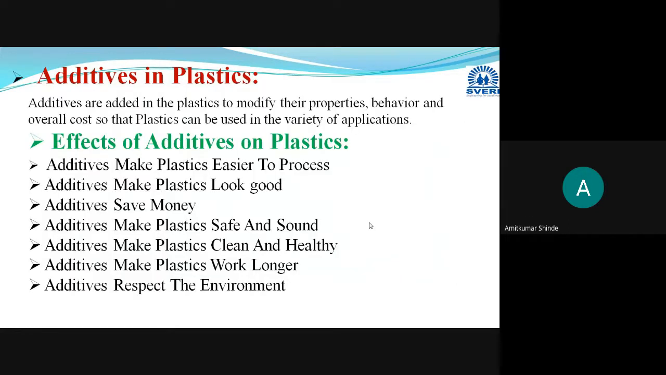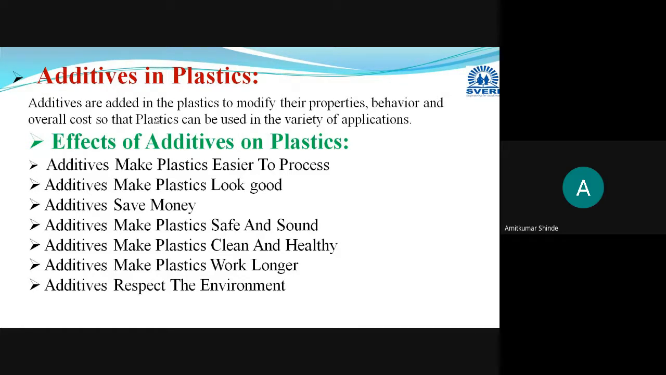So this is the next point: additives in the plastic. Some chemicals or some other materials are added in the plastics. Those materials will be termed as the additives. Then what is the importance, or what is the need of adding these additives? I have mentioned one sentence here: additives are added in the plastics to modify their properties, their behavior, and to change their cost, so that that particular plastic material will become helpful for different applications.